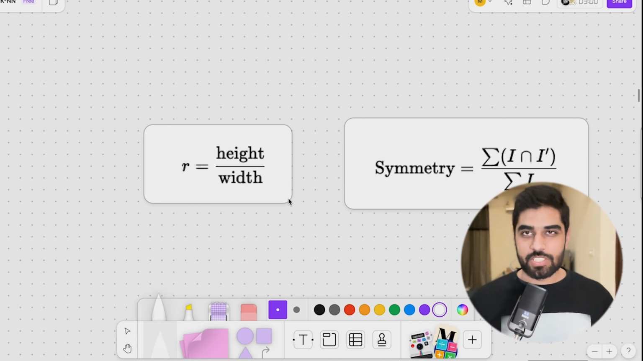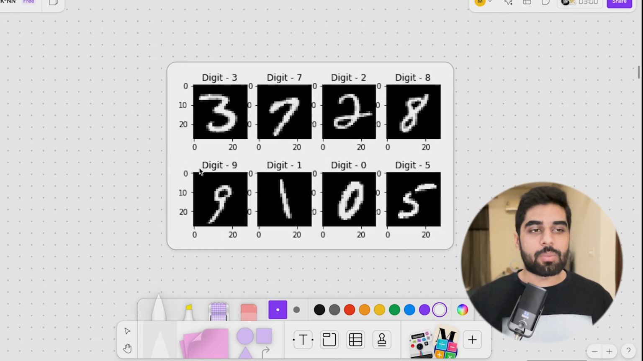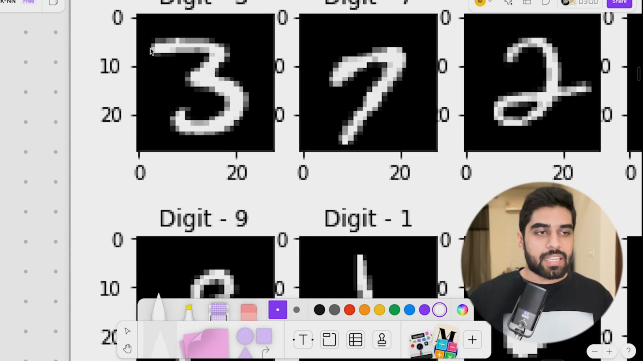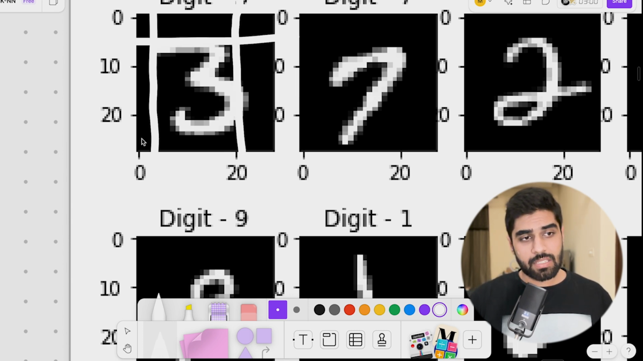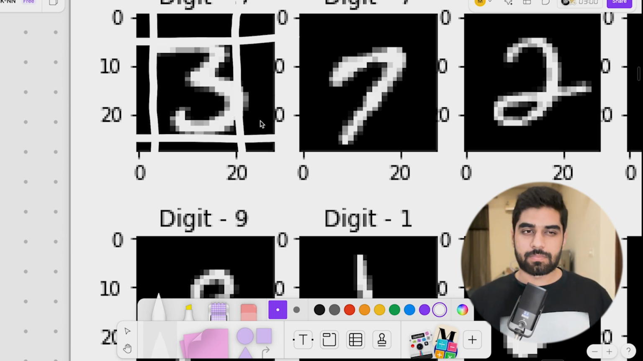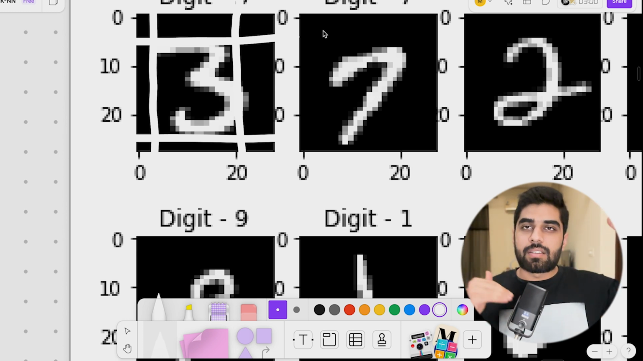So let's take two features. First is R equals height by width. What do I mean by height and width? You take the first bright pixel at this point, and then you take the last bright pixel on this axis. You do the same on the horizontal axis, and then you have both height and width parameters. You take the ratio of that. Why are we doing this? Because it gives us a sense of how squished or how wide any given digit is. So that can be a feature.